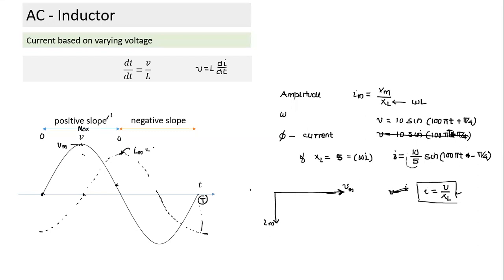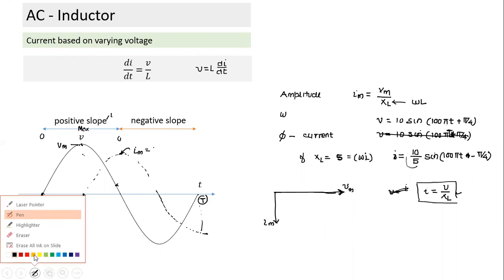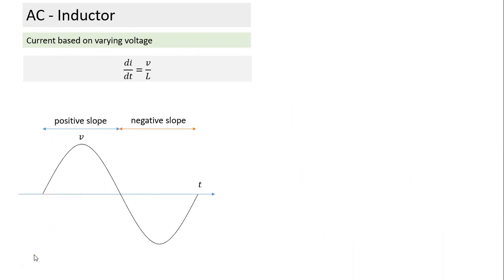Okay. Anvita, have you understood something? Anvita? Sir, yes sir.